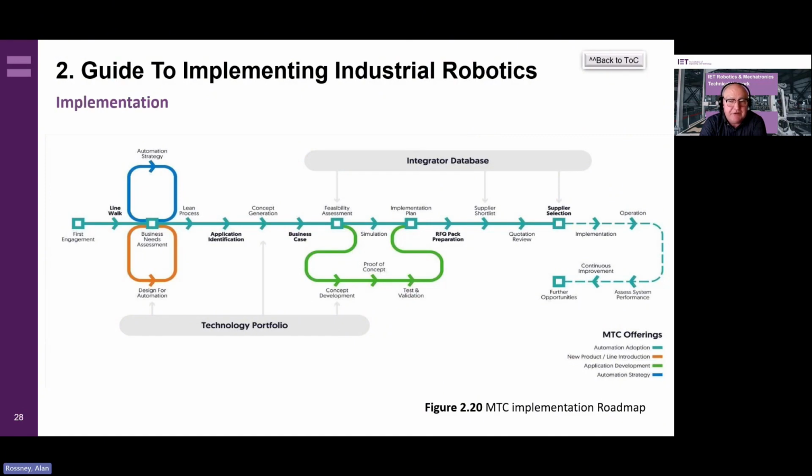For example, if the business case cannot be made, it may be necessary to return to the application identification, I'll just point to that there, to modify the tasks to be automated. So you may find yourself going through some strategy loops, some business need assessments, some design for automation to make sure that the solution that's being developed is fit for purpose.